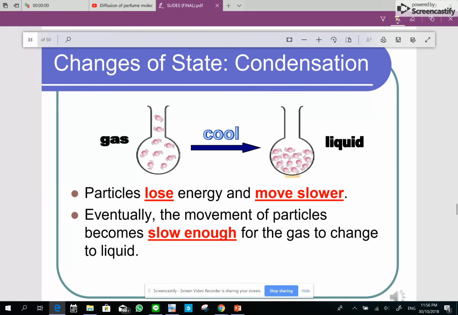You can see this explanation is very similar to the heating curve just now, but instead of gaining energy like when heating takes place, for condensation, particles lose energy. After losing energy, they start to move very slowly. It's very similar to you after finishing a very tiring PE lesson. You have lost all the energy, and because of that you are very tired, so you start to move slower. Very similar to particles in this aspect. Eventually, they become slow enough to settle down to form a liquid.